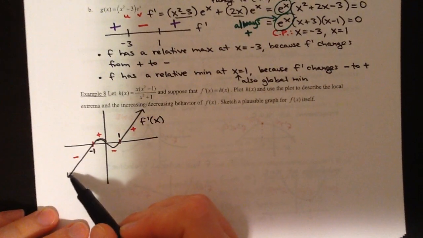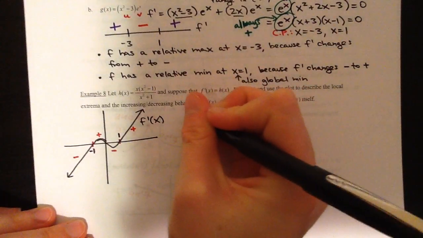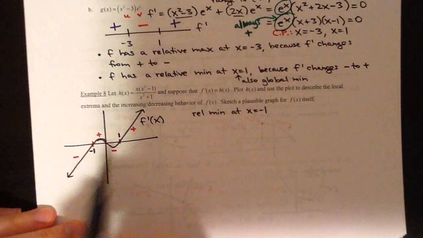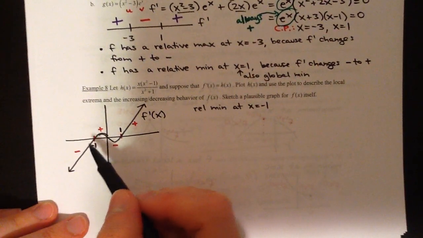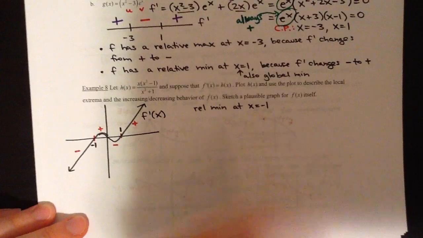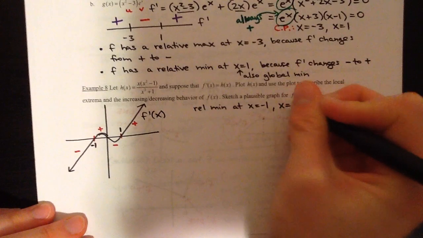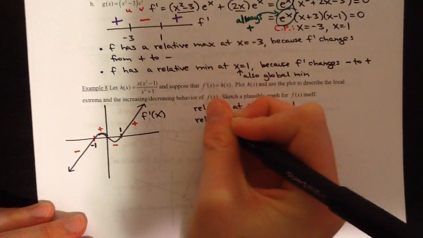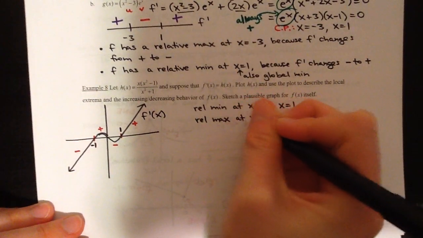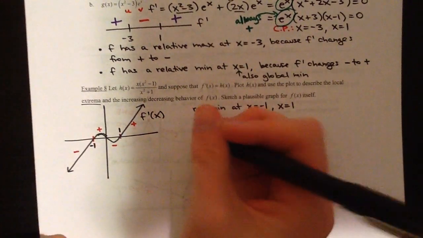So here, my derivative is negative, then my derivative switches to being positive, which means that I have a relative min at x equals -1. And again, this represents the derivative. So my derivative changes from negative to positive. That means my original function is decreasing, then increasing. So I have a relative min at -1. Same thing happens here at +1. And then at the origin, I have a relative max, and that's because my derivative goes from positive to negative there. Okay, so I've got the local extrema covered.